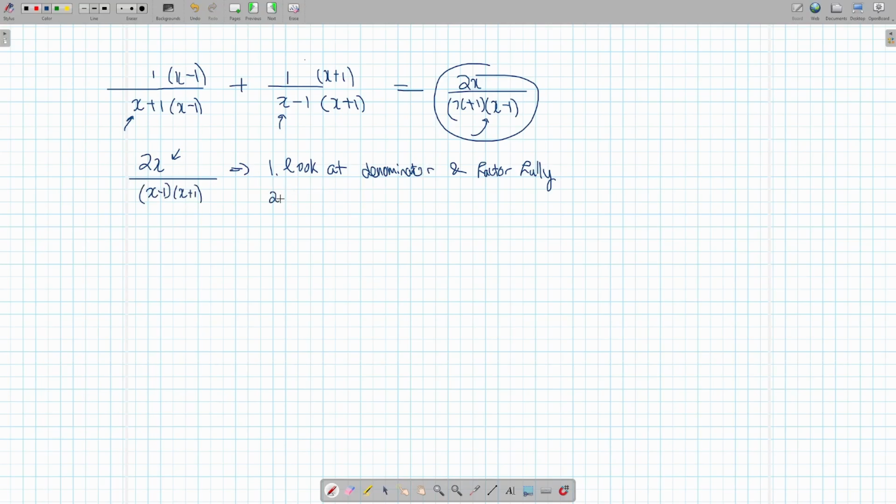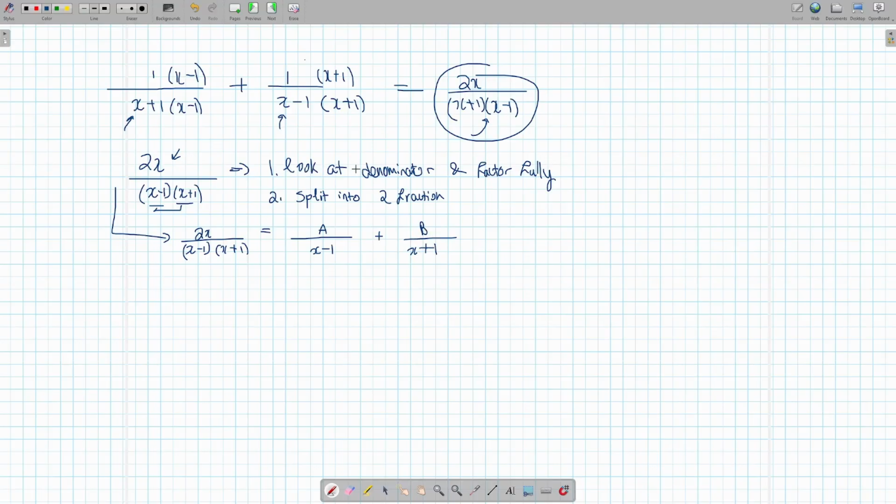Now, what do you want to do? You want to split it into two fractions. It doesn't have to be 2, it can be 3, 4, 5, depending on how many factors you have at the bottom. In this case, how many factors do I have? I have x minus 1 and x plus 1. So if I want to split 2x over x minus 1, x plus 1, I'm going to split it into two fractions: something over x minus 1 and something over x plus 1. We're splitting it into factors. In math, we call this here A and this here B.